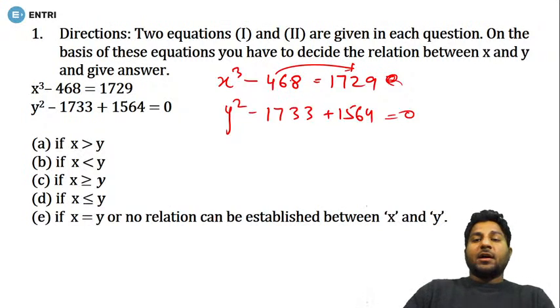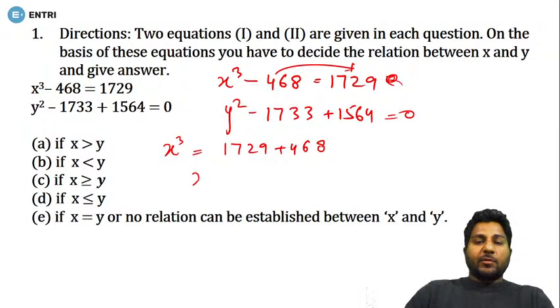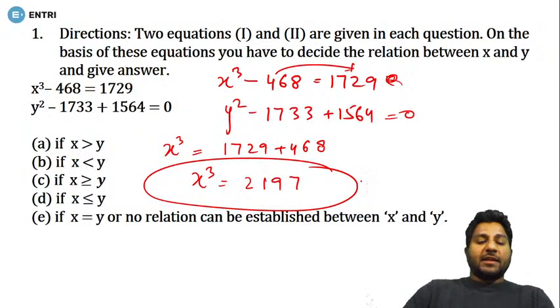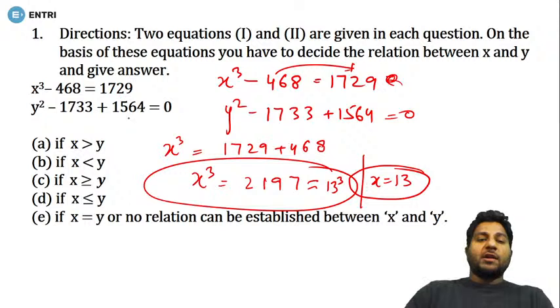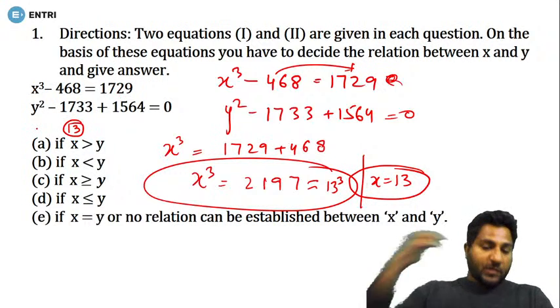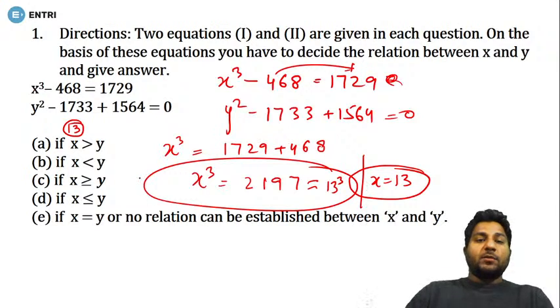You just move that 468 to the right side and you'll be getting x cube is equal to 1729 plus 468. That means x cube is equal to 2197, and you know that 2197 is nothing but the cube of 13. That means the value of x you will be getting is 13. So we have got the value of x as 13. Now we will use this again, so here we will be getting y square minus 169 is equal to 0.